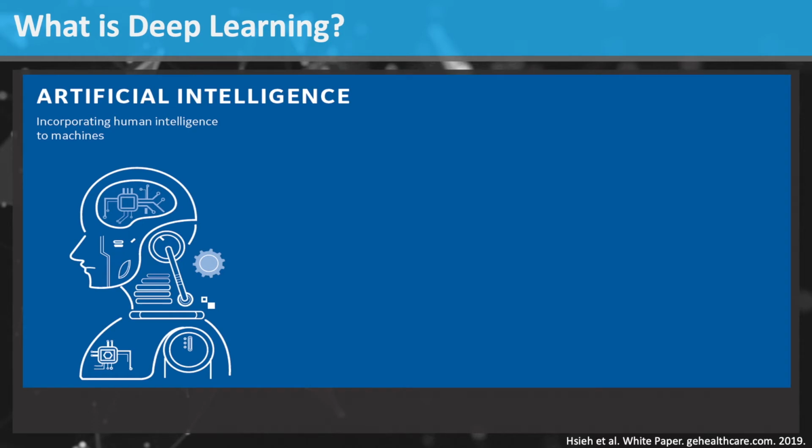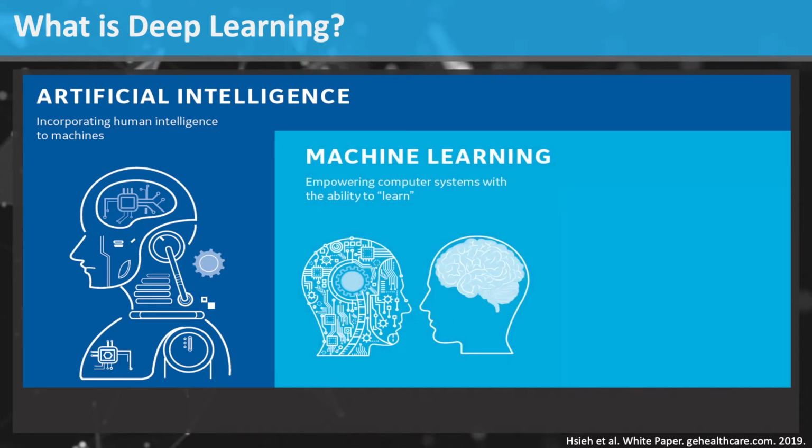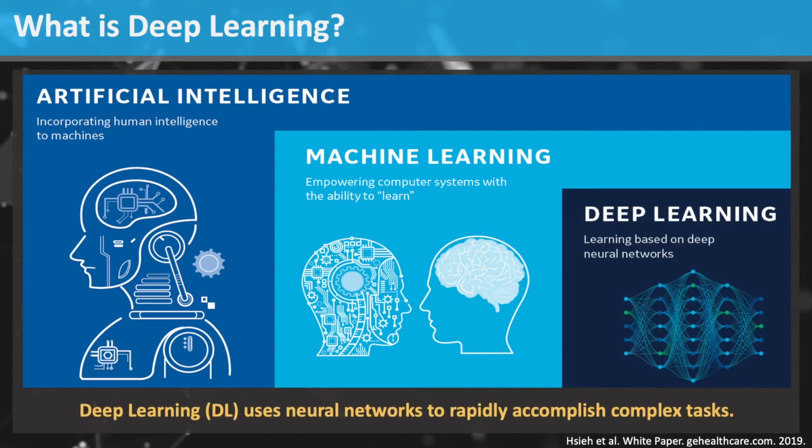Artificial intelligence is a broad field that refers to incorporation of human-level intelligence into machines. This technically does not exist yet, though I and others often use the term AI more broadly. Machine learning is a subfield of AI that uses computer algorithms that improve automatically through experience. Deep learning is a further subset that uses neural networks to rapidly accomplish complex tasks. Let me show you a complex task where deep learning can help.